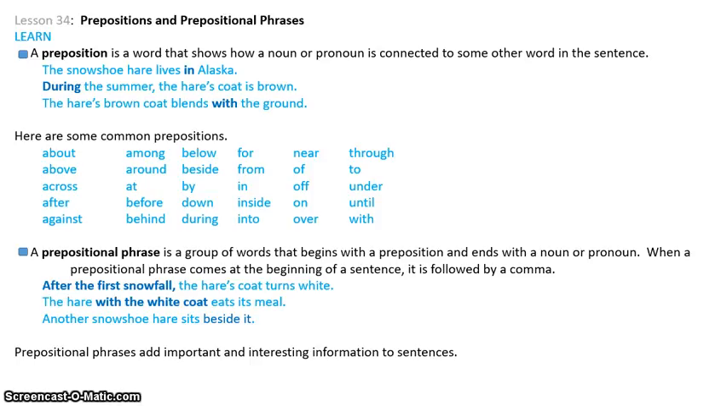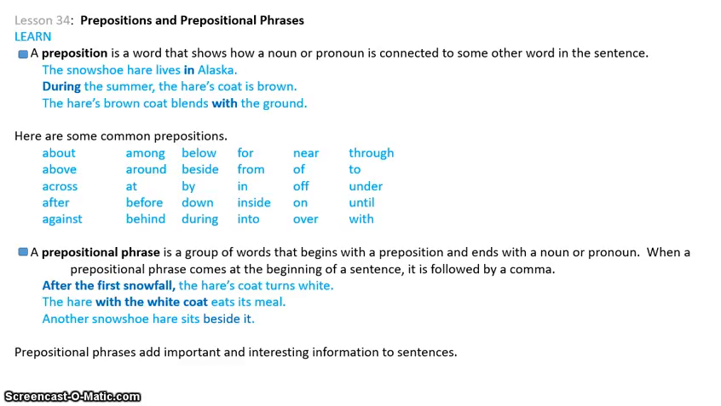The hare with the white coat eats its meal. Now, this one is in the middle, okay? It's telling you more about the hare. So, the hare with the white coat. With the white coat is a prepositional phrase. With is the preposition. Coat is a noun. It's the object of the preposition. So, it is in the middle of the sentence.